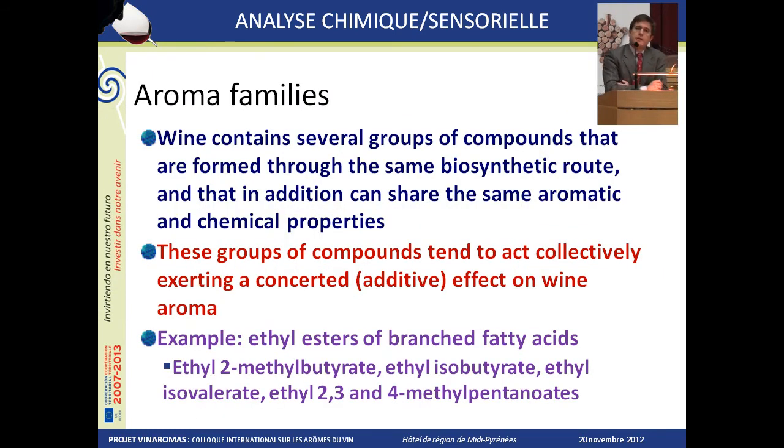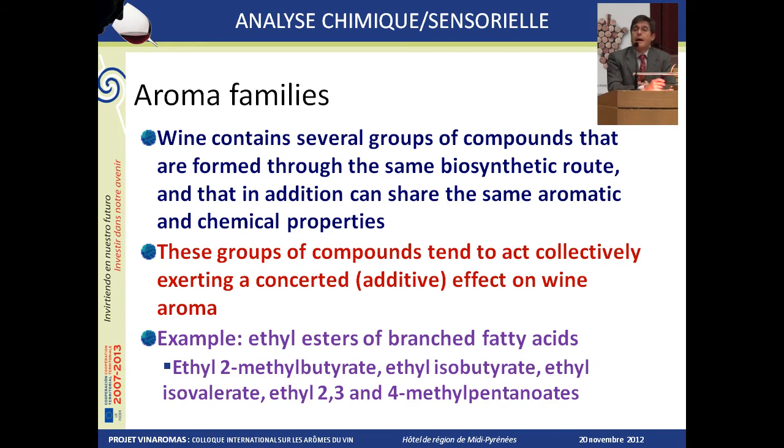Another important concept is that of aroma families. Don't forget that wine is a very complex beverage, and that means that there are several compounds that are produced along the same biochemical route, particularly in grape or during fermentation, and very often those compounds share aromatic properties. So these groups of compounds are going to act collectively to produce a concerted action on an aroma note. The example, for instance, is the ethyl esters of branched fatty acids. In wine, we do have at least 5 or 6 different esters, all of them smelling strawberry: ethyl 2-methylbutyrate, ethyl isobutyrate, ethyl isovalerate, ethyl 2, 3, and 4-methylpentanoates.